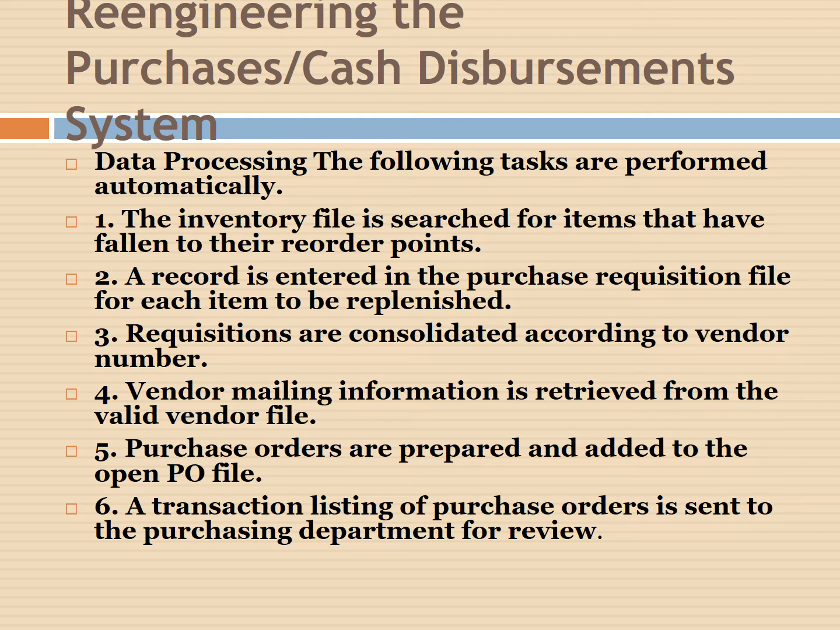Requisitions are consolidated according to vendor number. The fourth one is vendor mailing information is retrieved from the valid vendor file. So the fifth one is purchase orders are prepared and added to the open PO file. And the last one is the transaction listing of purchase orders is sent to the purchasing department for a review.